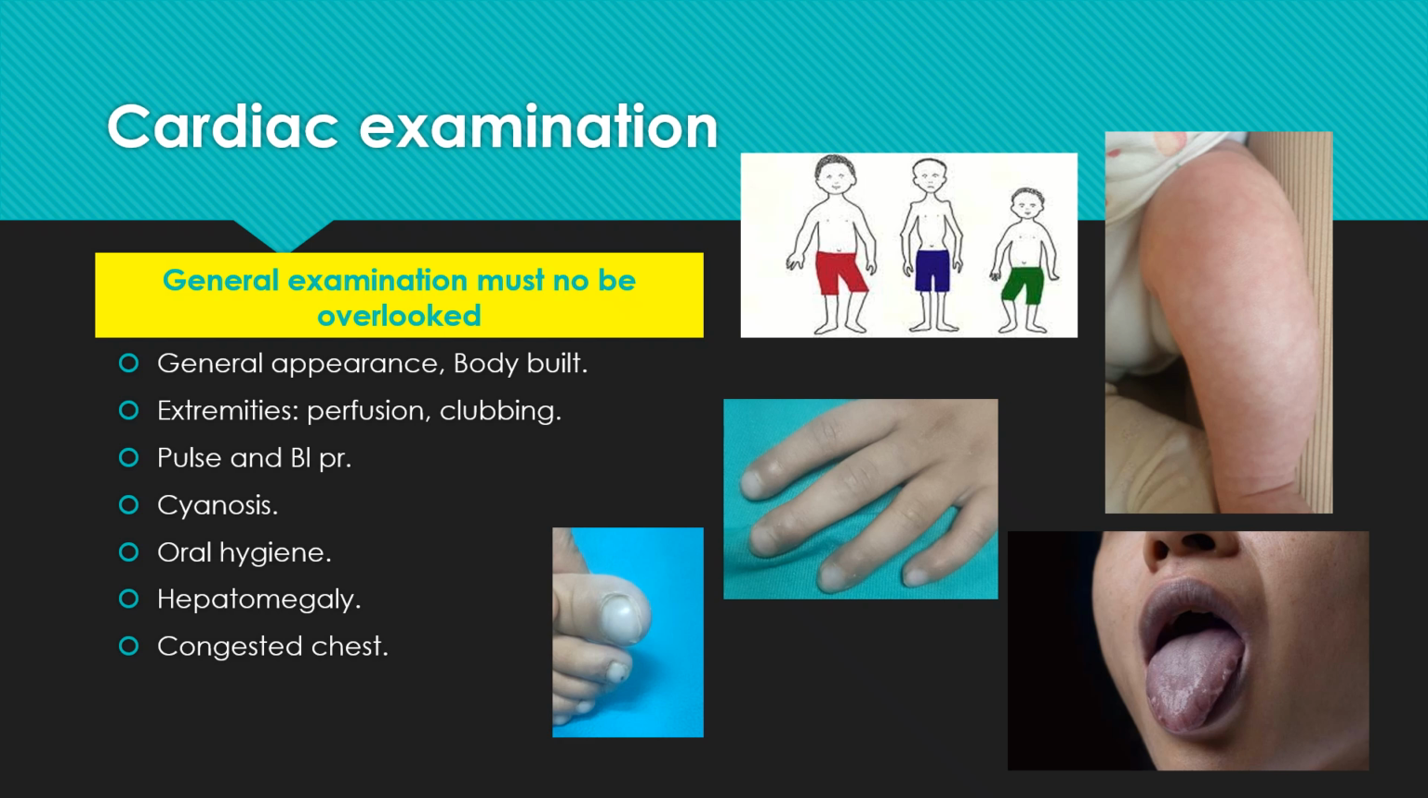Please examine the extremities, ensure good perfusion, and check for the presence of clubbing. Assess pulse and blood pressure, check for cyanosis and oral hygiene, and also remember that palpation of hepatomegaly and auscultation to the base of the chest are parts of the general examination.